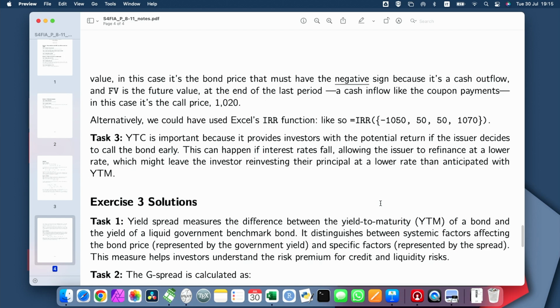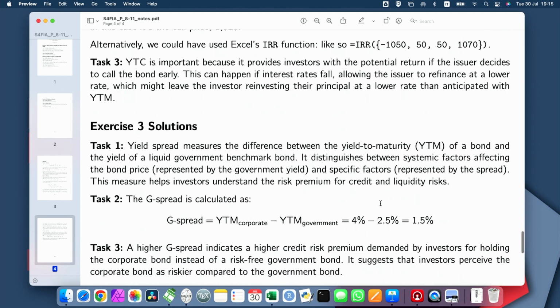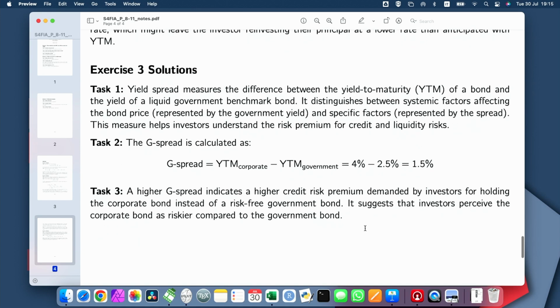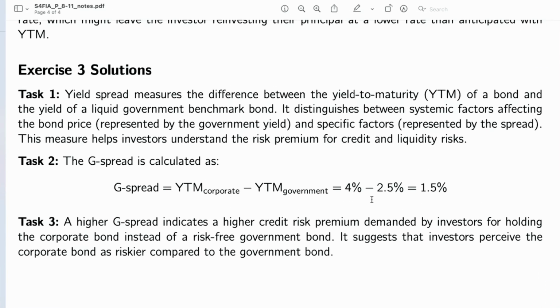Exercise 3 regards yield spreads, in particular G-spread. We see Z-spread again in one of the following lessons. The yield spread measures the difference between the yield to maturity of a bond and the yield of a liquid government benchmark bond. It distinguishes between systemic factors affecting the bond price, represented by the government yield, and specific factors represented by the spread. This measure helps investors understand the risk premium for credit and liquidity risks.